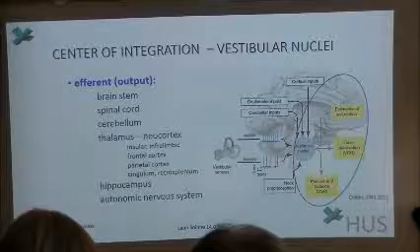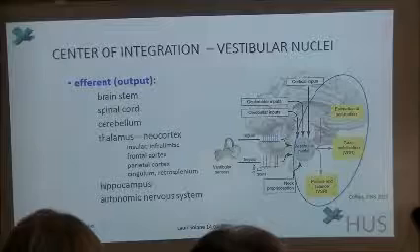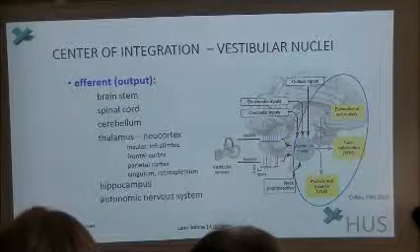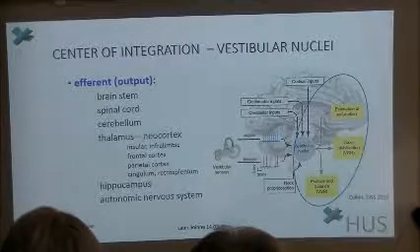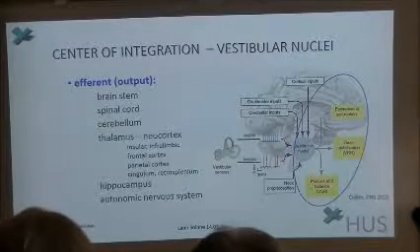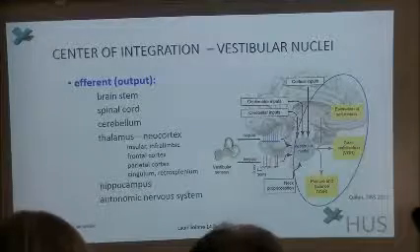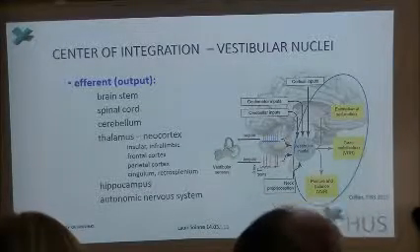And what is extremely important, that you have very many connections via thalamus to cognition, all the way to hippocampus. So it's place, coordination, navigation, and then autonomic nervous system.